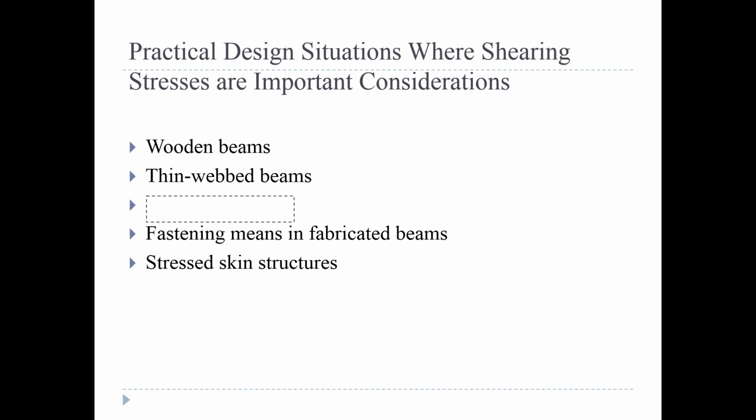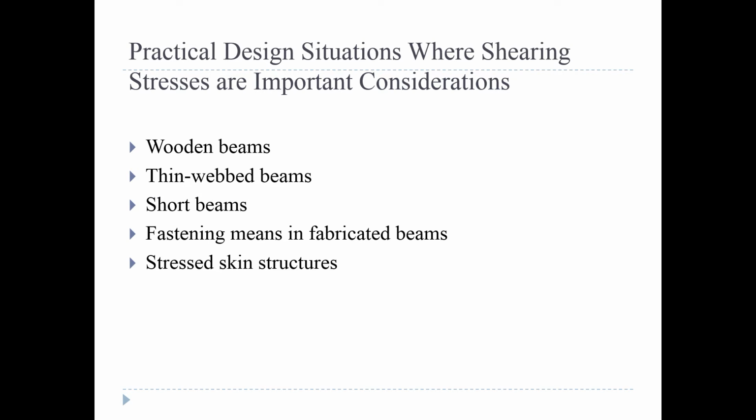Next is a thin web beam. Think of the I-shaped beams that we've solved before in this class. The vertical component in between the two horizontal, that's known as the web. That web, if it's too thin, can also be sheared due to a bending in these particular cases.